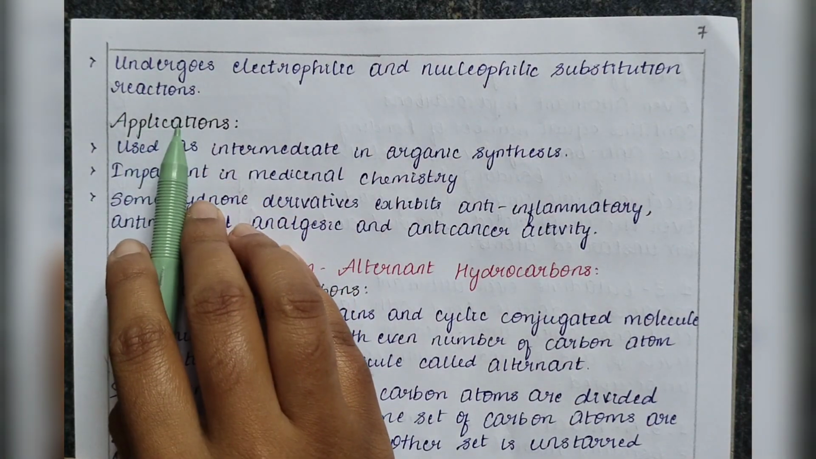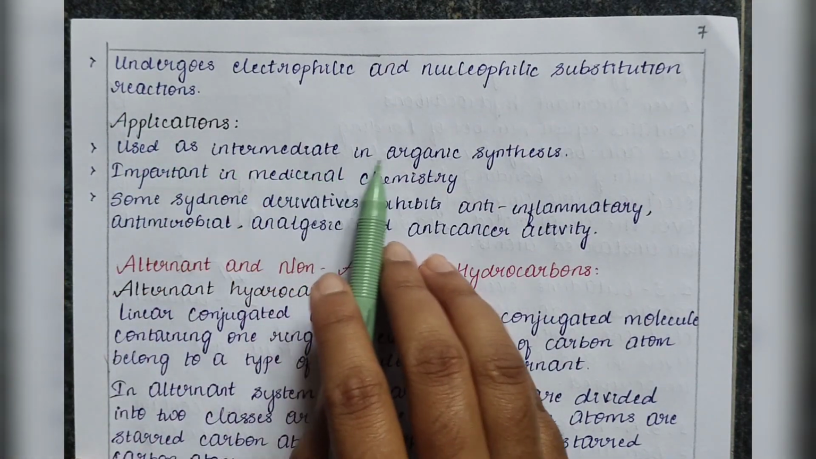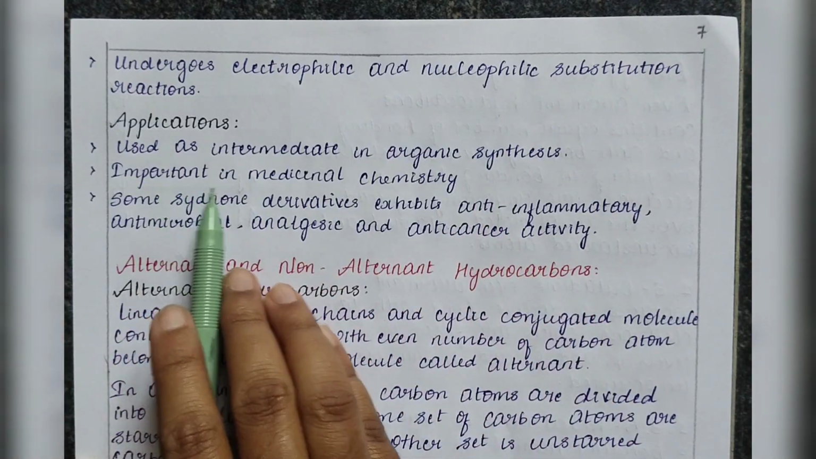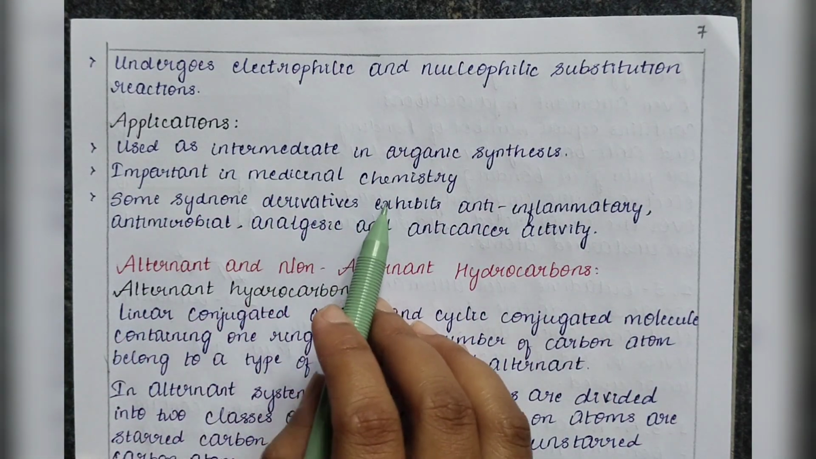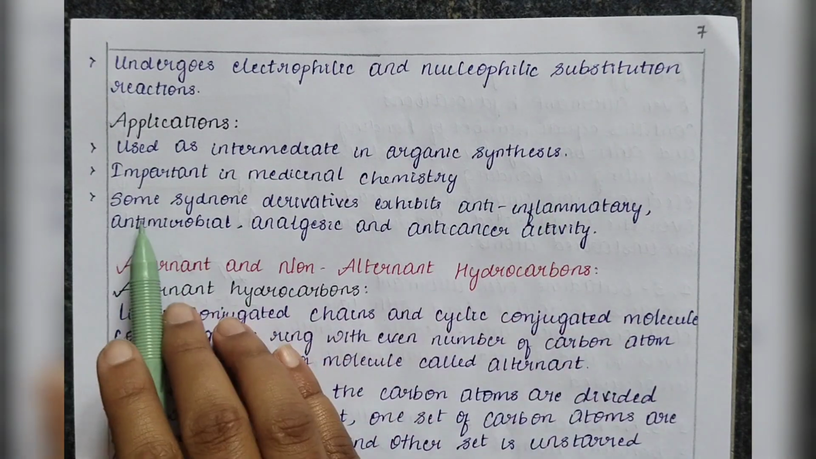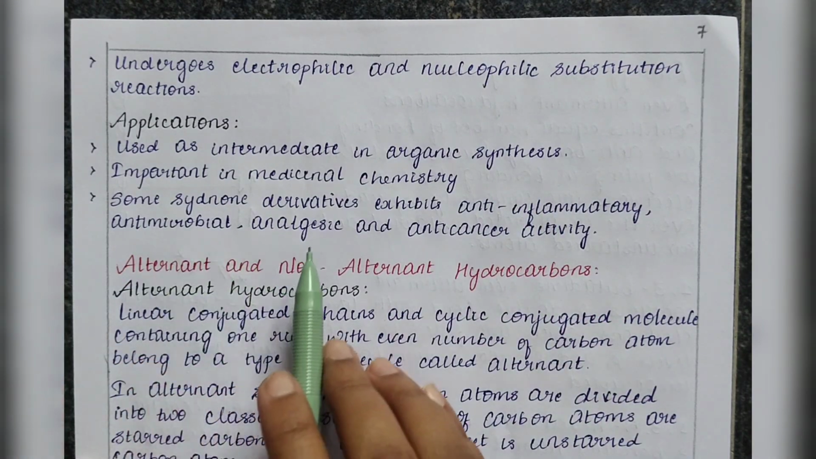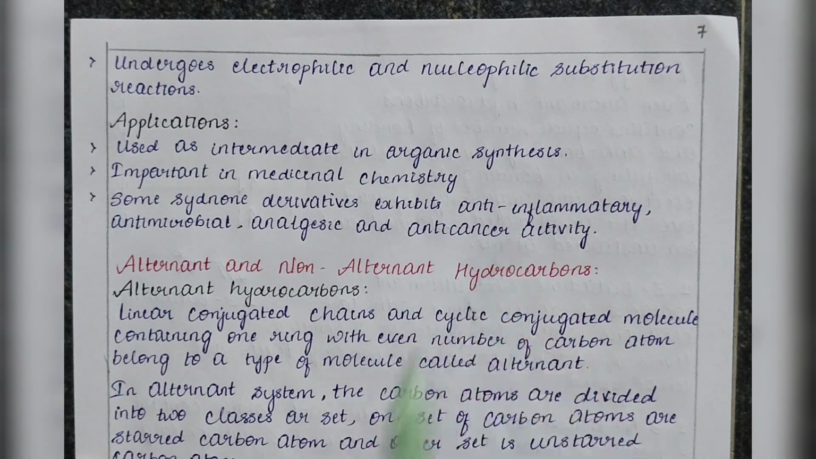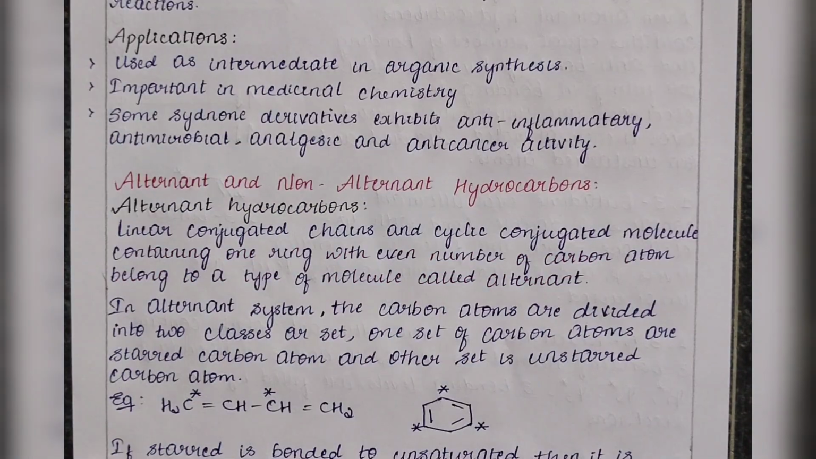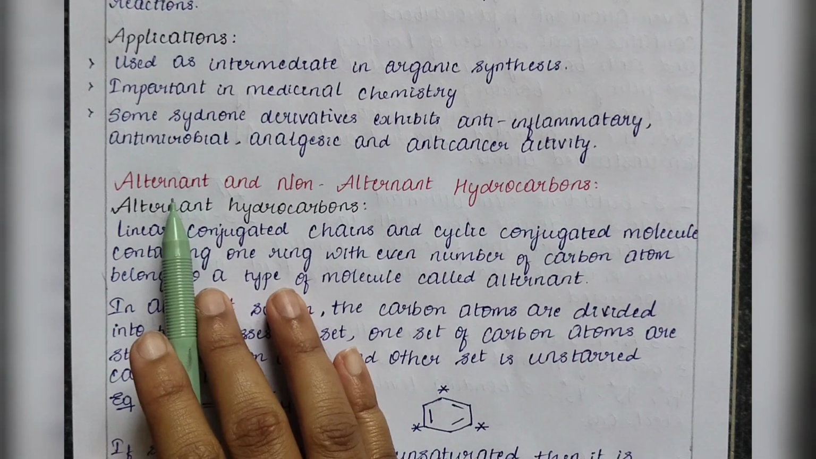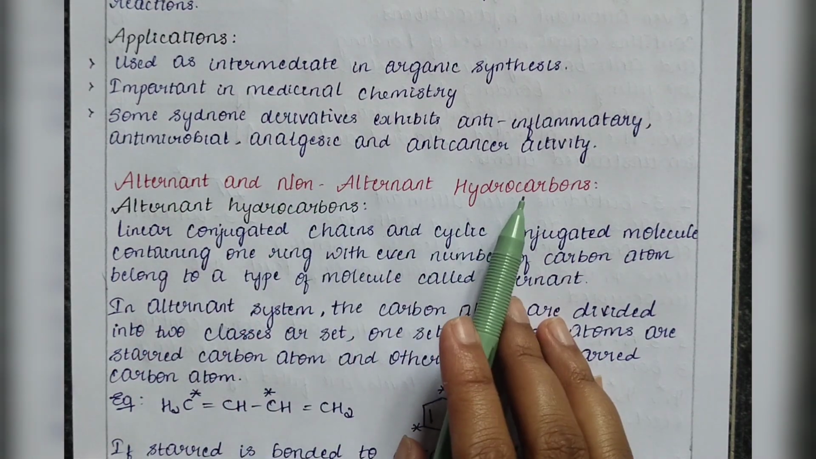As for applications of Sydnones, they are used as intermediates in organic synthesis and are important in medicinal chemistry, and some Sydnone derivatives exhibit anti-inflammatory, antimicrobial, anti-cancer and analgesic activities. Now let us see what alternant and non-alternant hydrocarbons are.